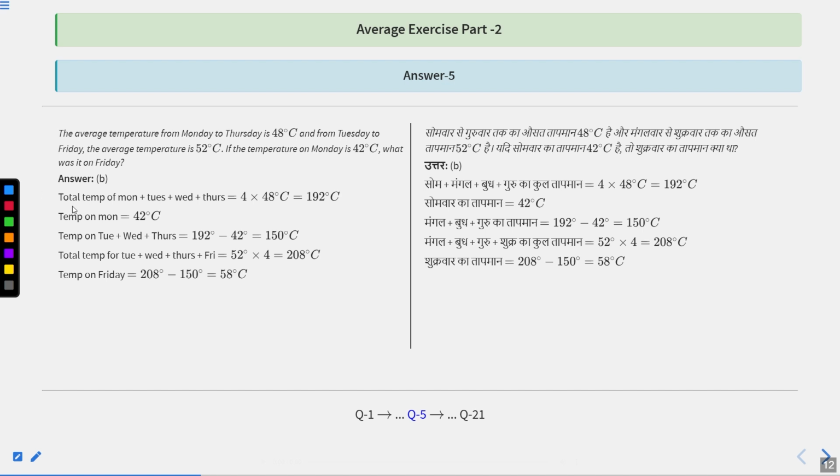Now the question says: what will be the total temperature from Monday to Thursday? We multiply the average by 4. 4 into 48 will become 192 degrees Celsius. The temperature on Monday is given as 42. So the temperature on Tuesday, Wednesday and Thursday together will be 192 minus 42, which becomes 150 degrees Celsius. And it is given that the average of Tuesday, Wednesday, Thursday and Friday is 52. So multiplying by 4, the total temperature will become 208 degrees Celsius. So what will be the temperature on Friday? We can subtract: 208 minus 150 becomes 58 degrees Celsius. So the temperature on Friday is 58 degrees Celsius. B is the correct answer.